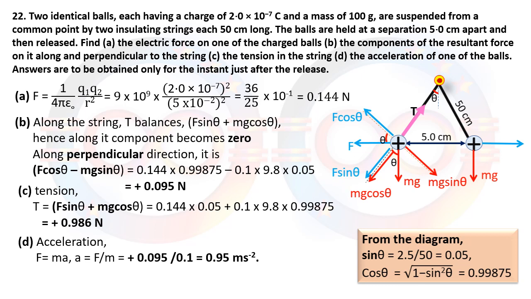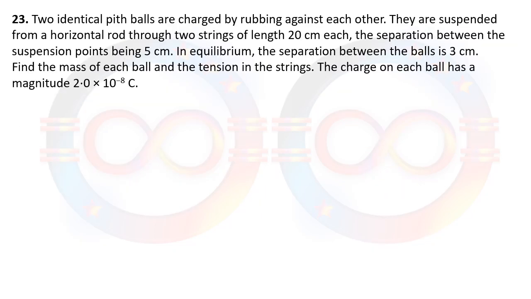Now D part is left, we have to calculate the acceleration. So acceleration is equal to net force along the perpendicular direction, because along the string it is 0. So net force is equal to mass into acceleration. Acceleration is equal to force upon mass, and that force will be taken from B, that is perpendicular to the string, 0.095 upon 0.1 kg, and it is 0.95 meter per second square.